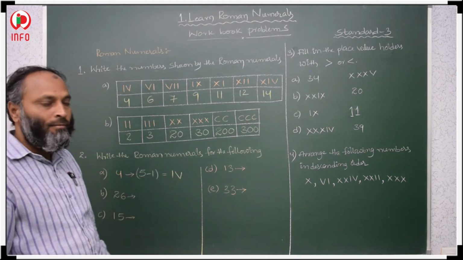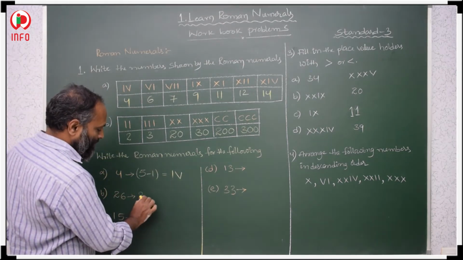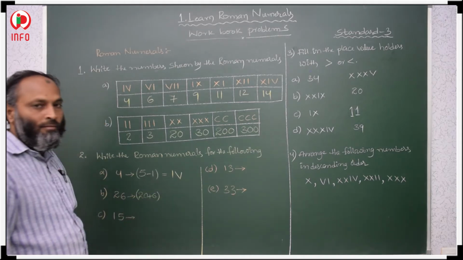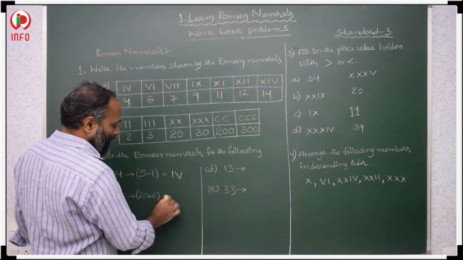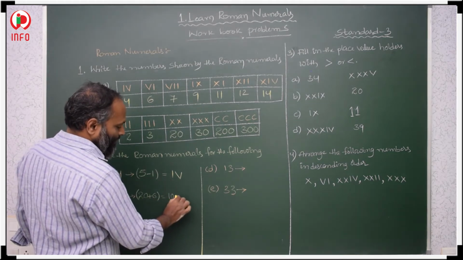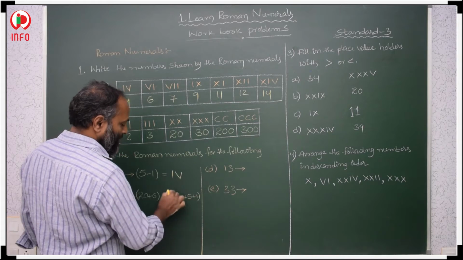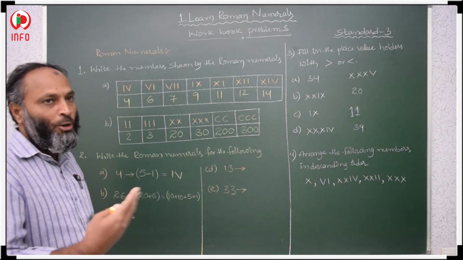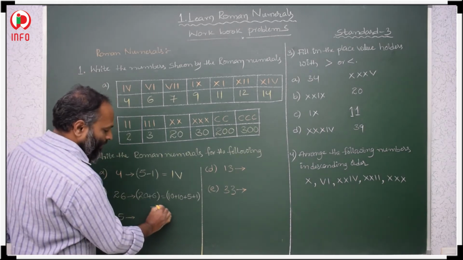Like this. And 26 means 20 plus 6. Is there a direct Roman numeral for 6? No. 20 means 10 plus 10, and 6 means 5 plus 1. All are in addition. Addition means the smaller Roman numeral will come on the right side of a bigger Roman numeral.